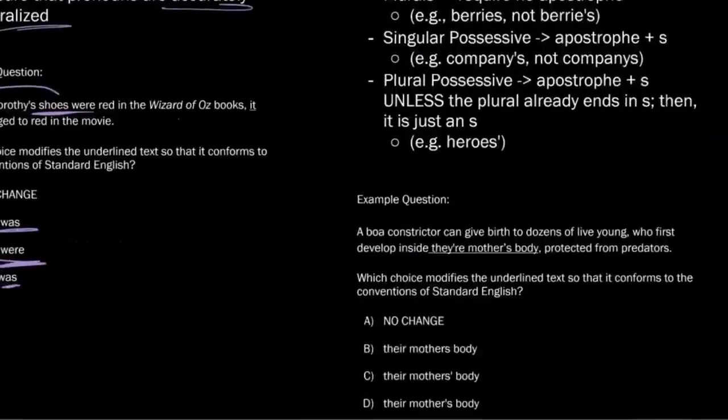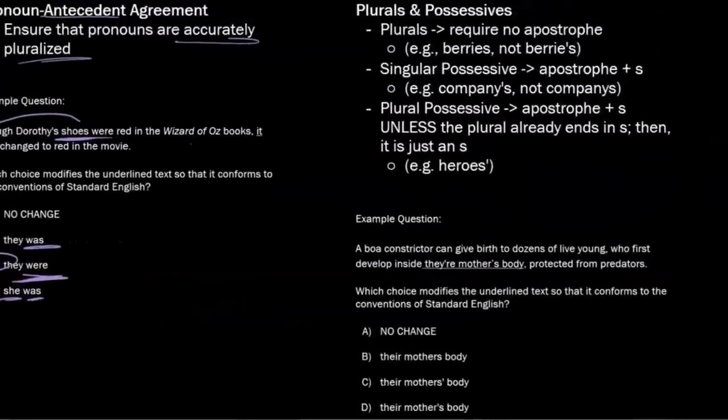And our last bit here, this is the last part of SAT English. We're at the end here. Plurals and possessives. Plurals require no apostrophe. When you pluralize something, you don't need to add an apostrophe. Never, ever, ever add an apostrophe. Even for an abbreviation, let's say you're talking about teaching assistants, TAs, it is TAs. There is no "TA's" with an apostrophe. It's just TAs. You never add an apostrophe.